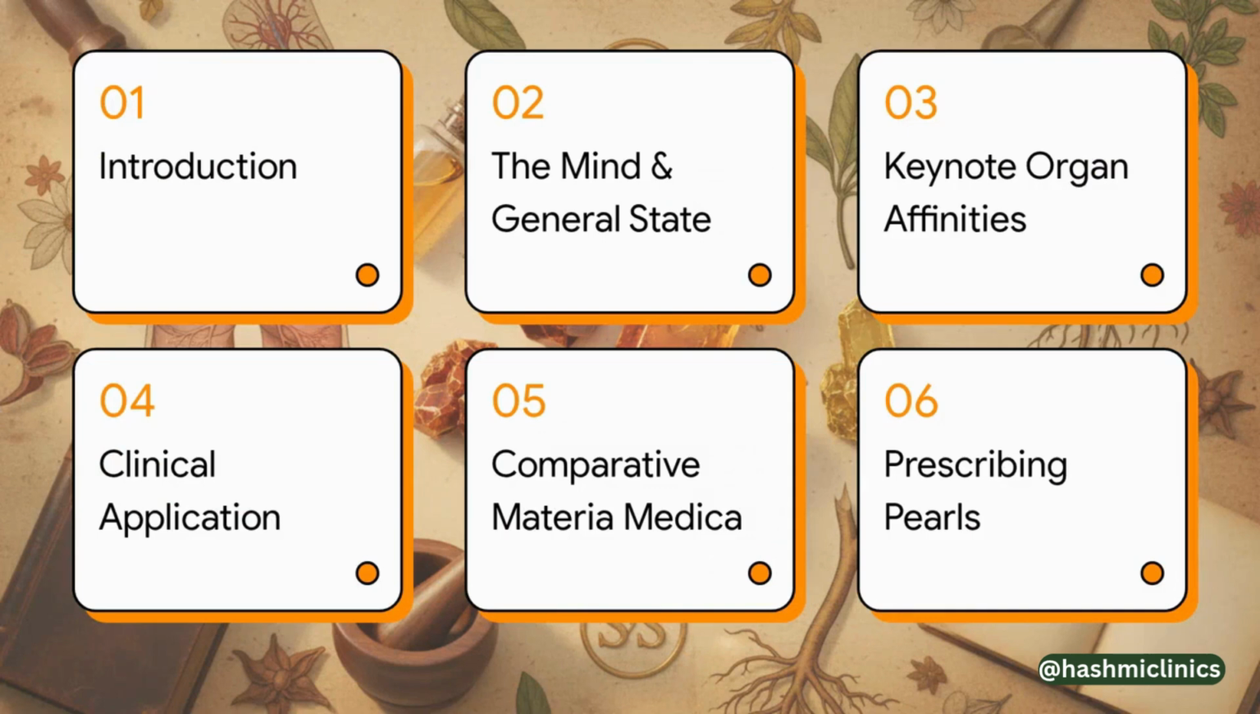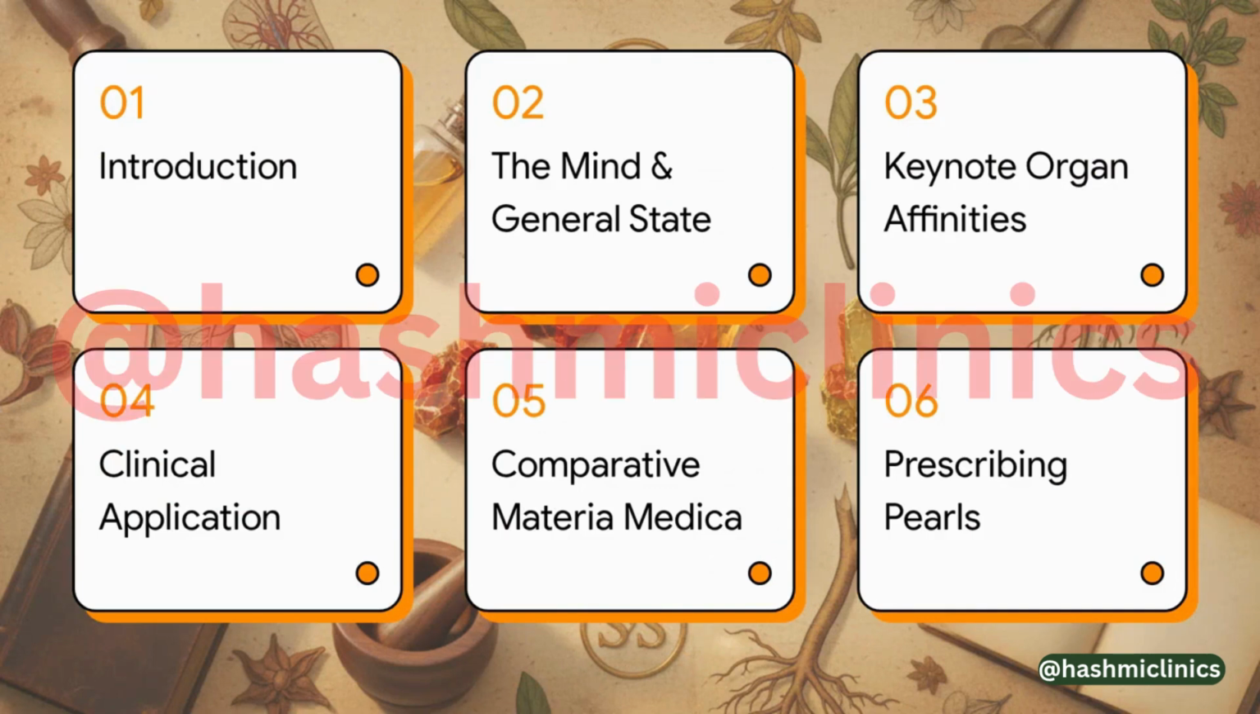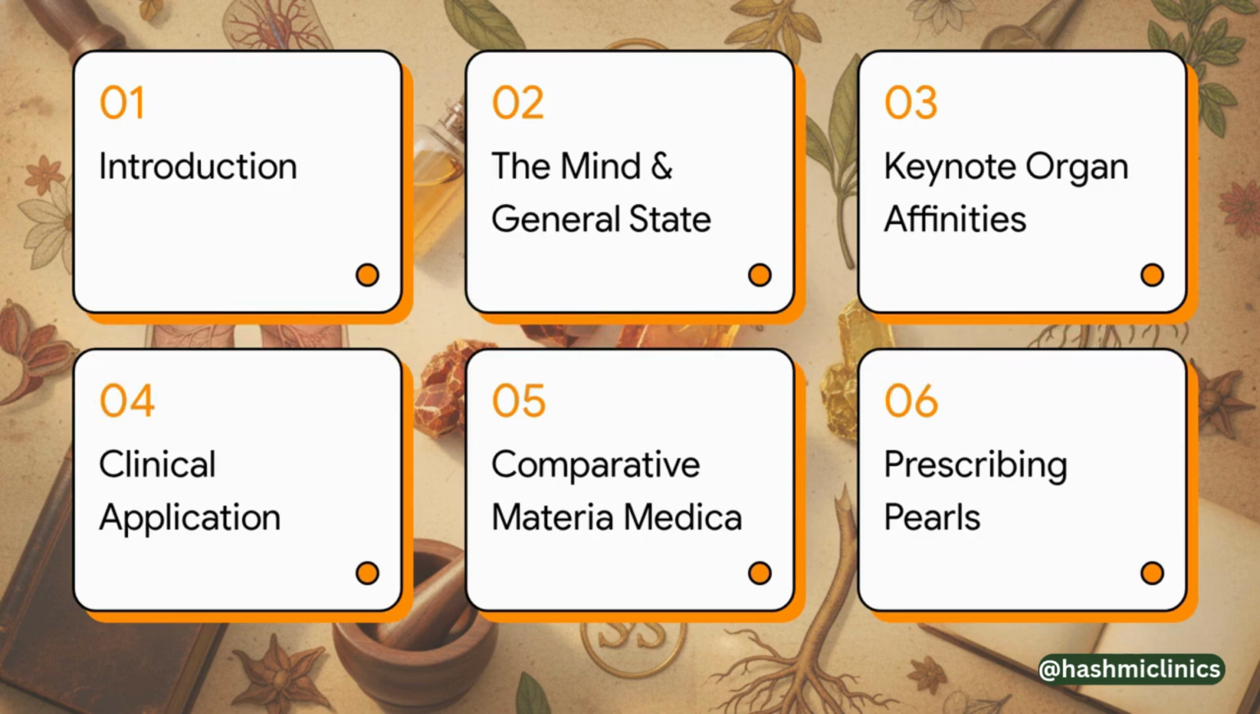So here's our game plan. We're going to approach this systematically, just like you would with a thorough case analysis. We'll kick things off with the remedy's core essence, then we'll build up that constitutional picture with its mental and general states. From there, we'll pinpoint its key organ affinities, see how it all applies clinically, and then finally, we'll differentiate it from other remedies to make sure our prescribing is spot on.